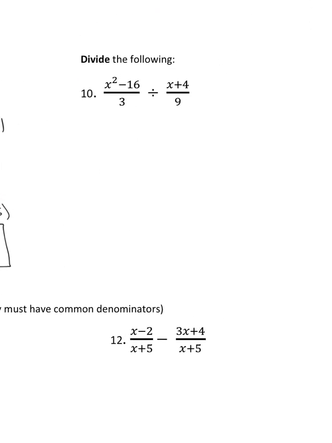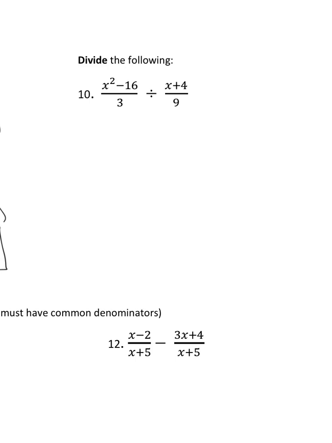Okay, number 10, this is division. So this is where you're going to flip the second fraction and multiply. So the question you're really answering, you're going to multiply by the reciprocal of this fraction. Reciprocal just means to flip the top and the bottom. So this is what we're solving.